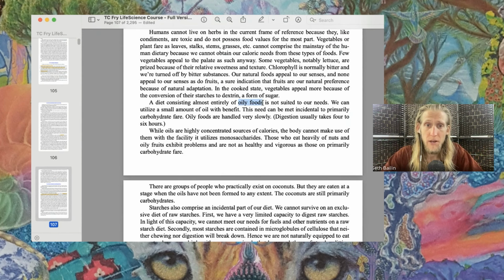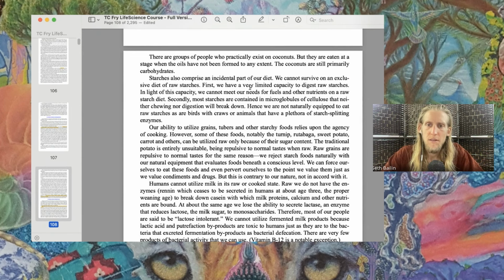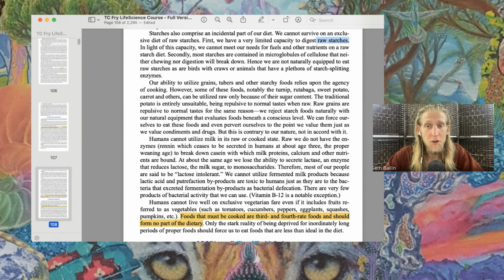Oily foods are not suited to our needs. Starches. We don't have a good capacity to digest raw starches. So we can't have a raw starch diet. And if you remember from earlier, one of the ways we know if it's good food for us is if it's edible in its raw state. So other animals that are starch eaters have starch splitting enzymes. And now we do have starch enzymes in our saliva. There's one called ptyalin. I don't know how you pronounce it. It breaks down starch before you even swallow it.